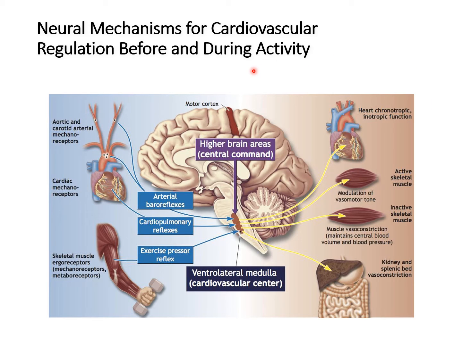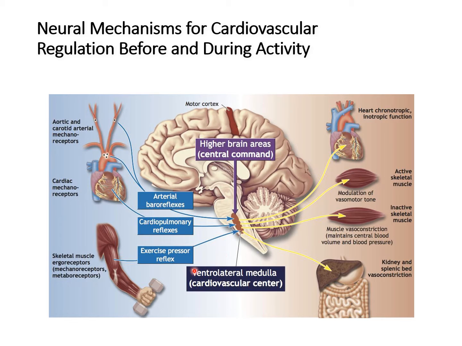So here we go. This is a good summary of what we just talked about. So we have those higher brain centers, that's central command, that's your actual brain that's influencing things. And then here's the ventrolateral medulla, which again exists in the brainstem. And that will influence your heart rate and your circulation.